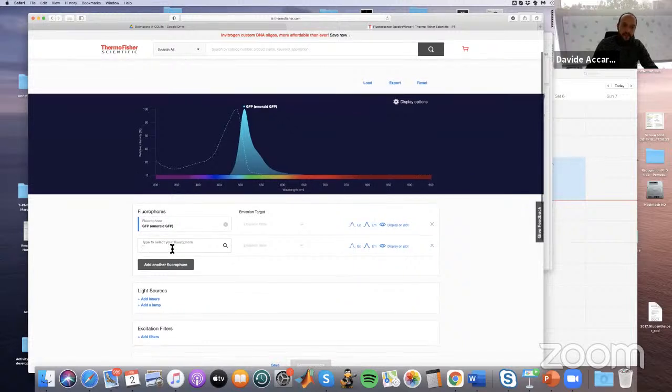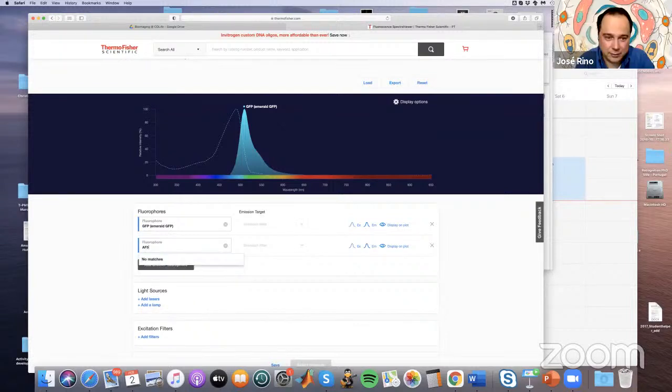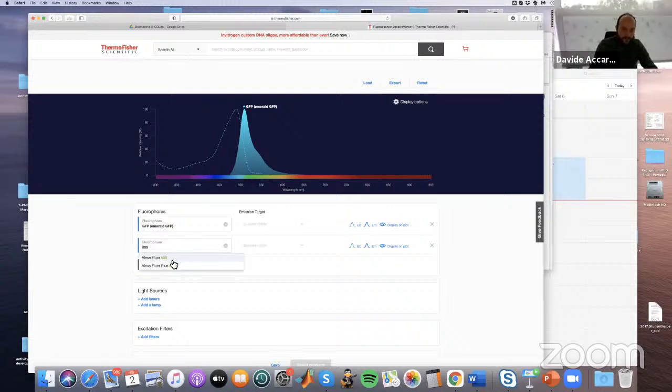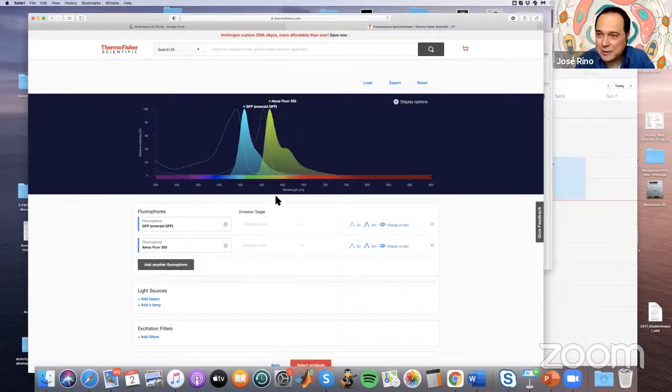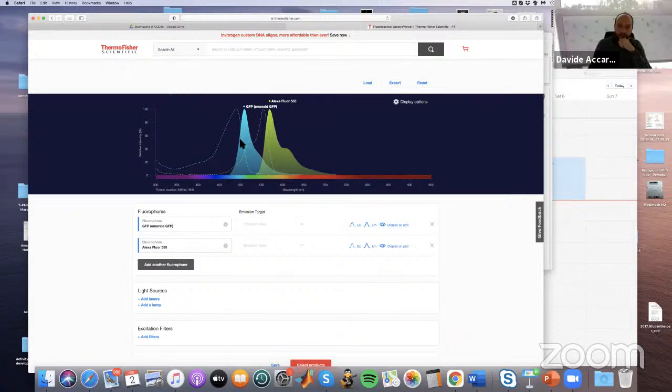And then here is, for example, Alexa Fluor 555, right? So I think that if we type 555, we will find it exactly. Yeah, I was going for the worst case scenario, Alexa 488. Exactly. So the GFP and the 555 have this distance in peaks between the emissions. So we have a peak of 520 nanometers and a peak of 575 nanometers approximately.